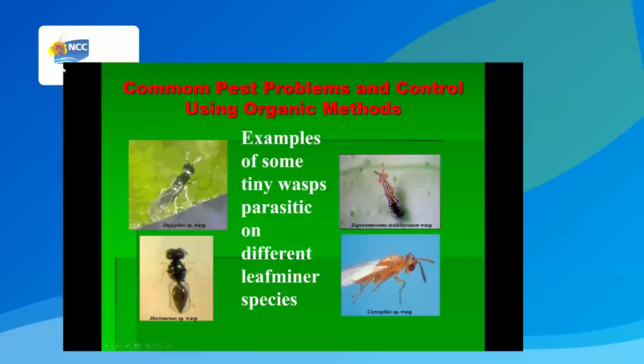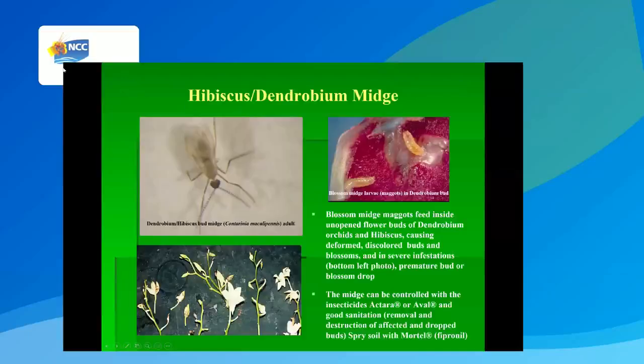But there are also some biological control agents for these types of leaf miners. And here I've shown 4 examples of very tiny parasitic wasps that produce good biological control at times for these leaf miner species. Okay, next slide, please.